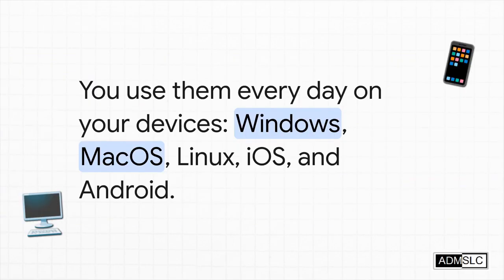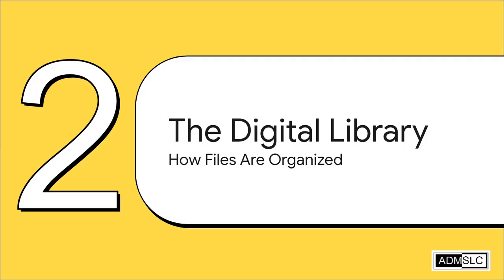And you're already totally familiar with these, even if you don't think about them much. Whether it's Windows on your desktop, Mac OS on a laptop, or iOS and Android on your phone, you are interacting with a powerful operating system every single time you use a device. Now, one of the most critical jobs for any OS is acting as your personal digital librarian. It's totally in charge of managing every single file and folder on your computer.